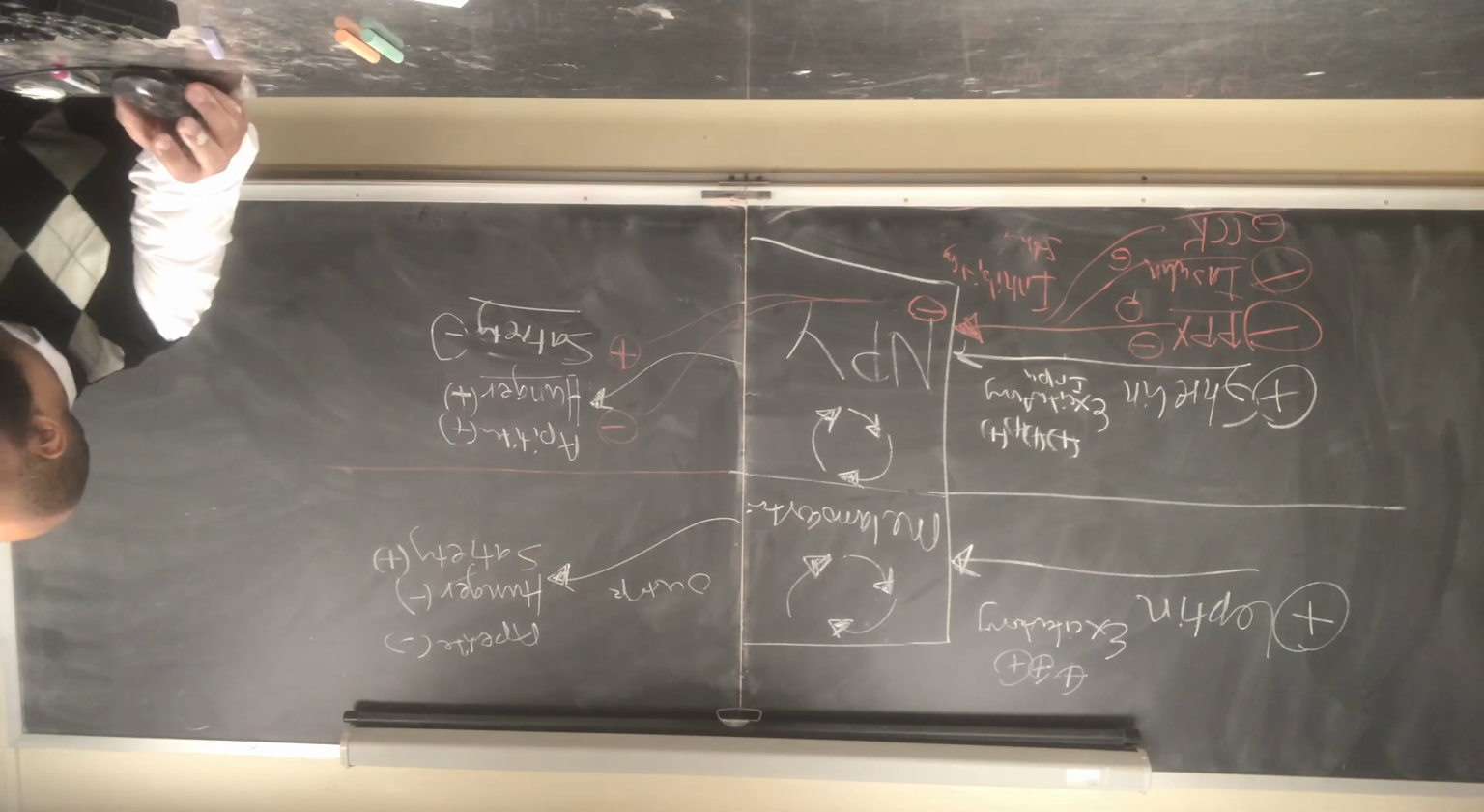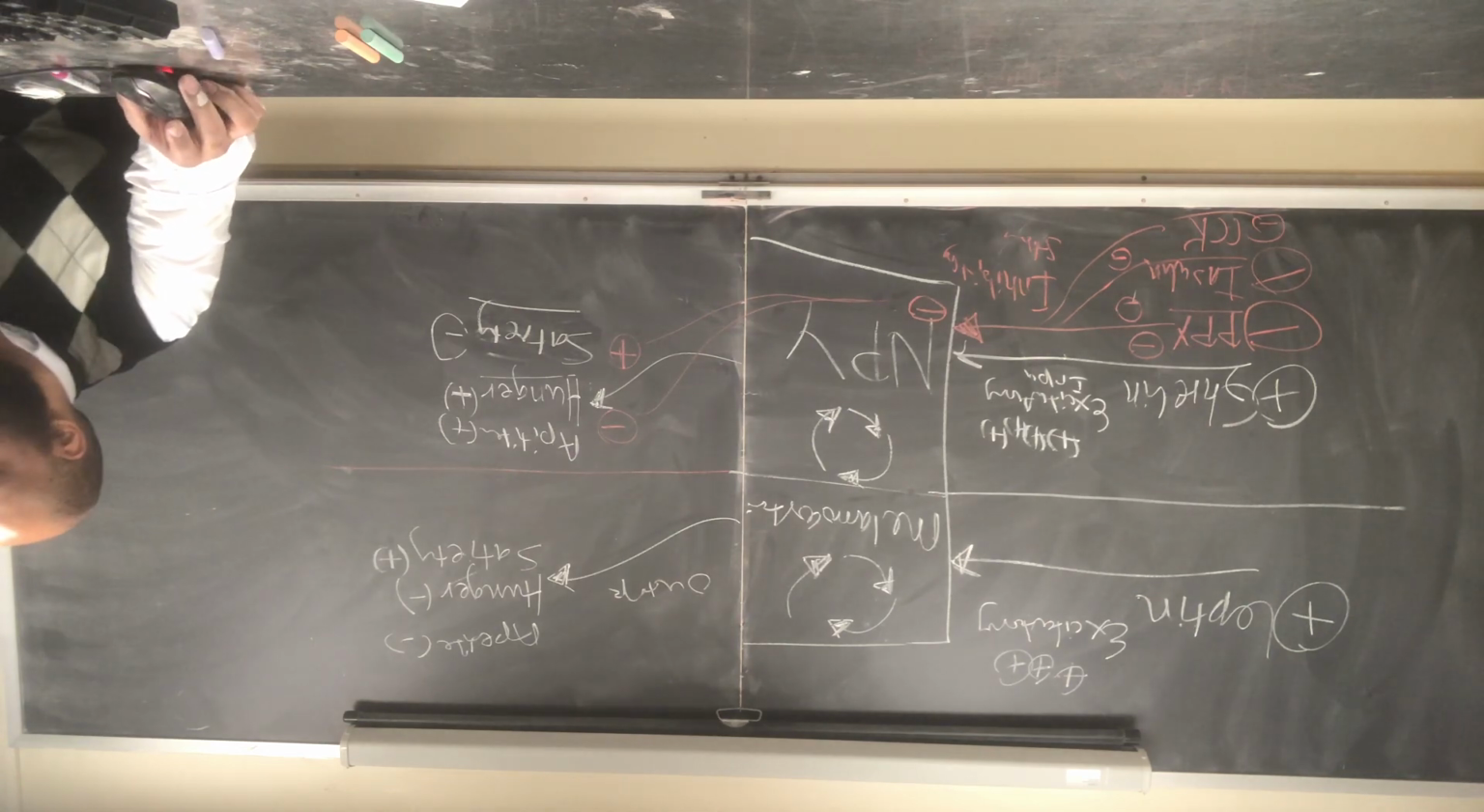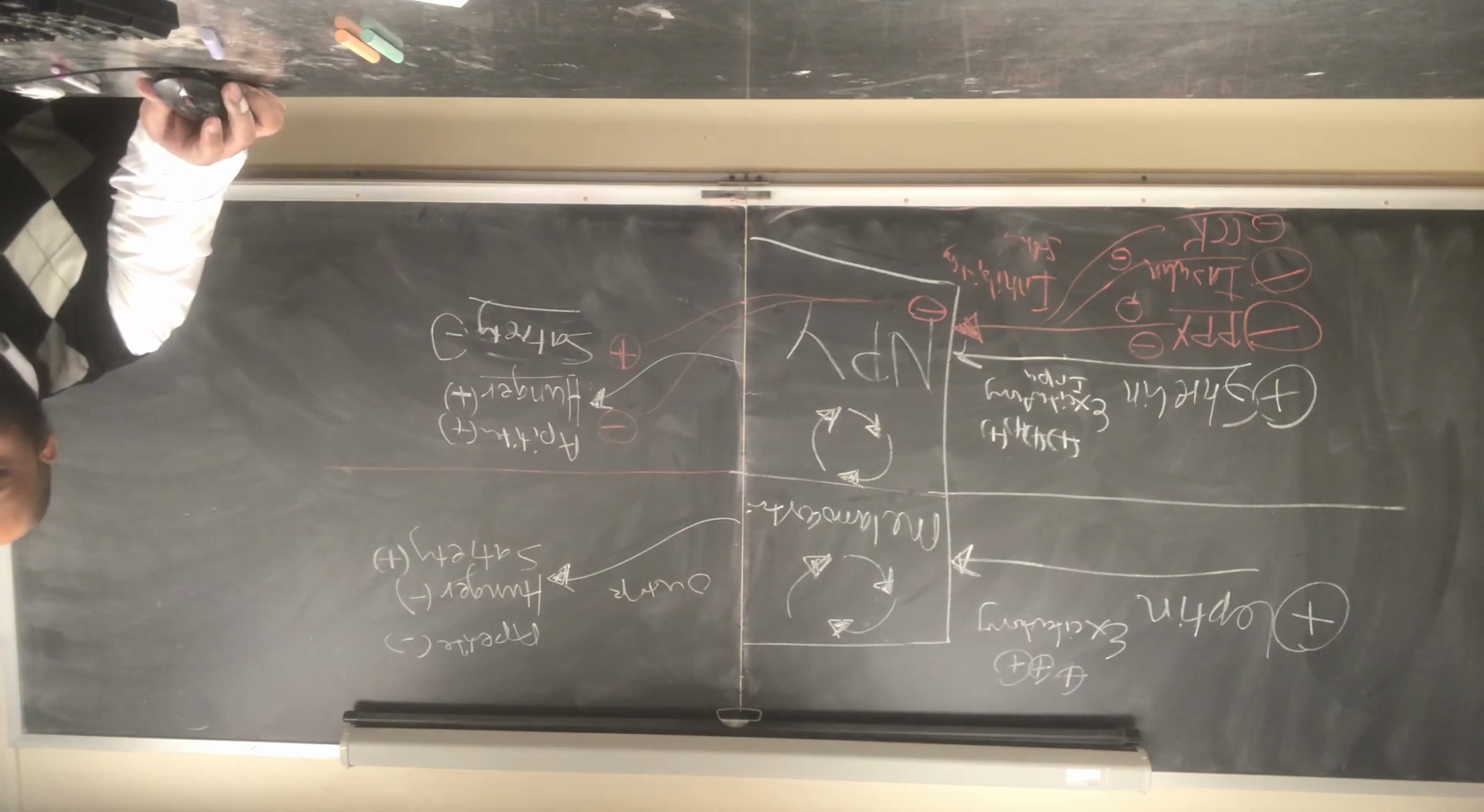Okay, so these are MRI images of persons with obesity and normal weight.